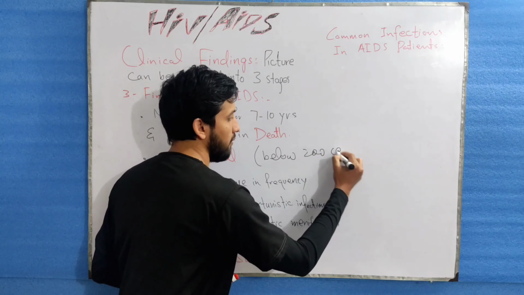opportunistic infections. The most frequently occurring infections or clinical manifestations are, number one, pneumocystis pneumonia, and the second one is Kaposi sarcoma. So today we are done with the signs and symptoms of an HIV patient.